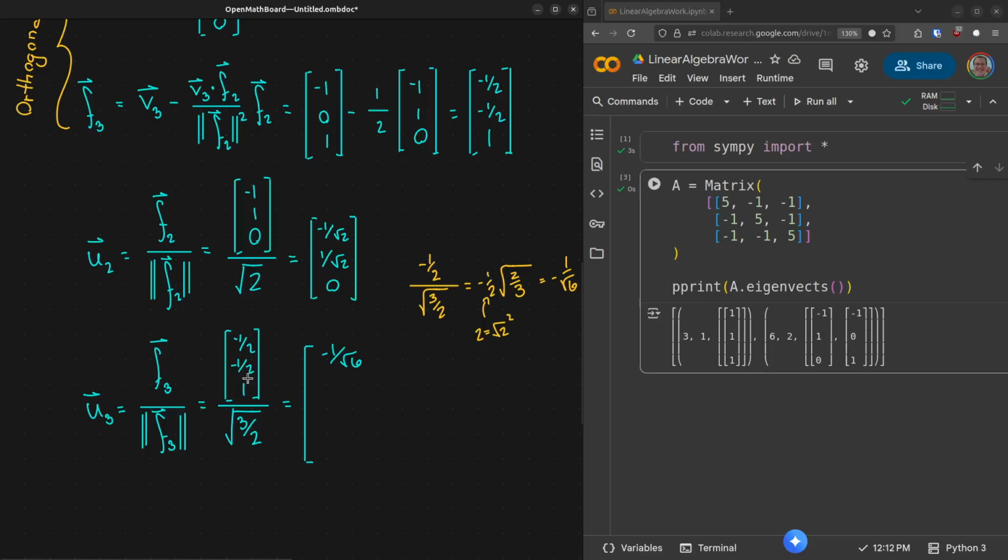Okay, this is exactly the same. -1/2 divided by root 3 over 2, I'm going to get -1 over square root of 6. And finally, 1 over square root of 3 over 2, I get square root of 2 over 3.